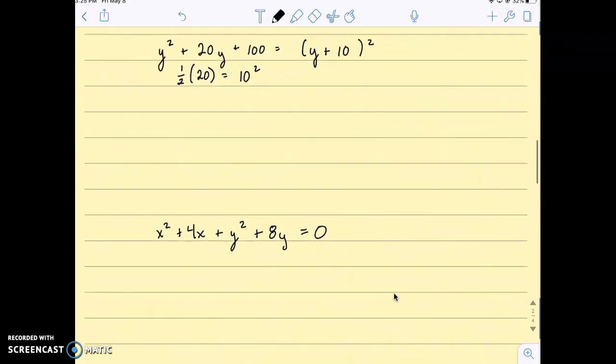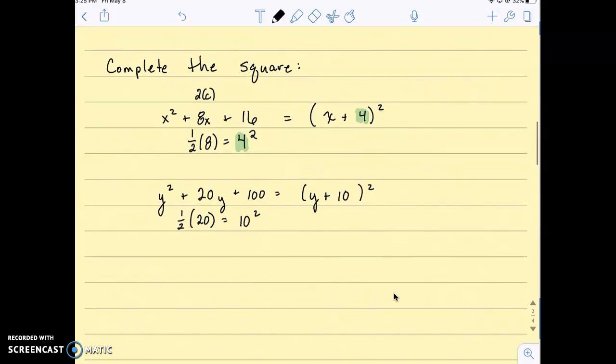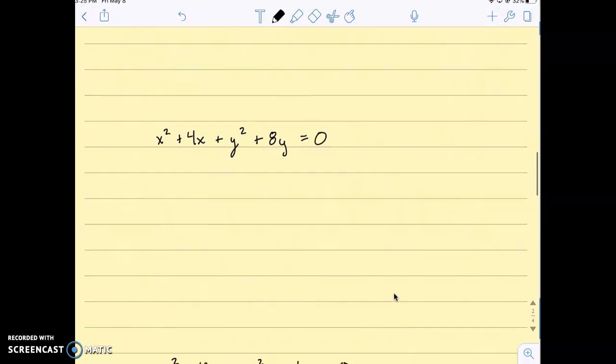Okay, so now it's going to get fun. This is what it's going to look like when you actually complete the square in a circle. The assignment for this week is just this. Pretty straightforward. And then on your quiz, you're going to have a couple questions like this.